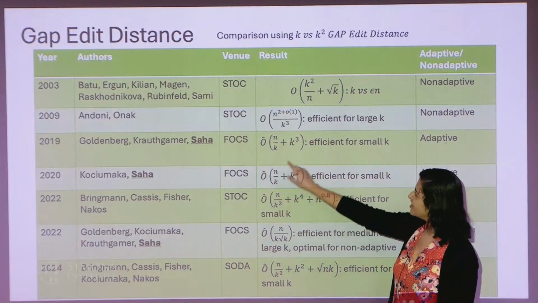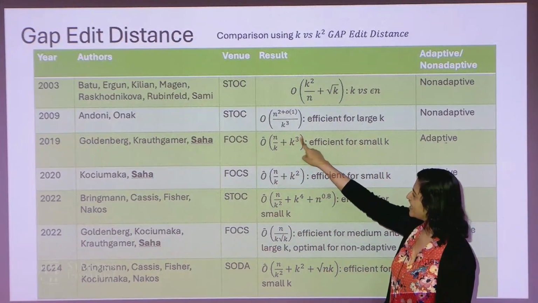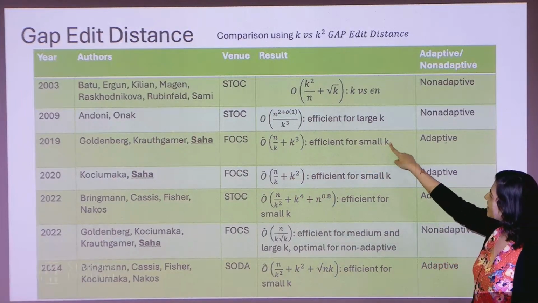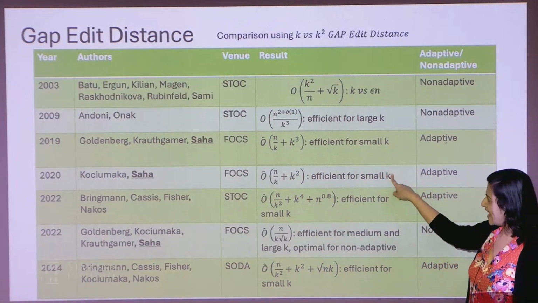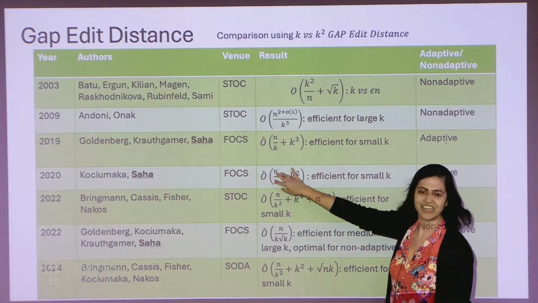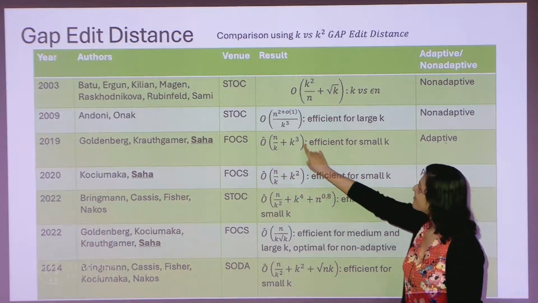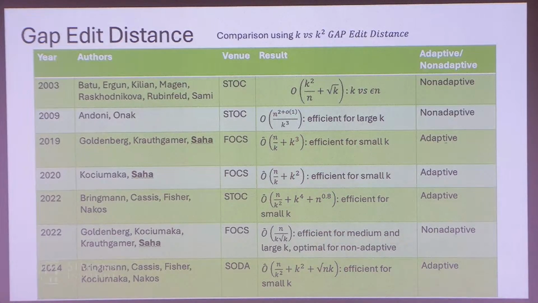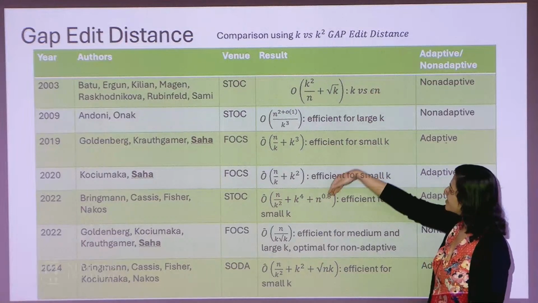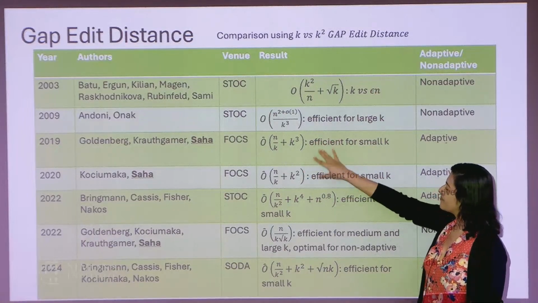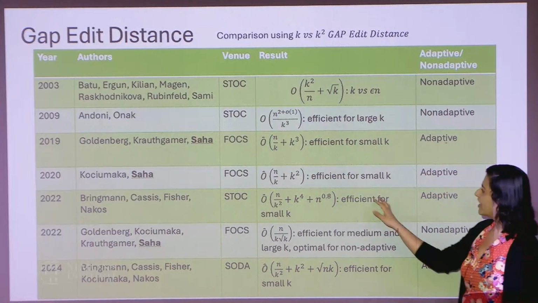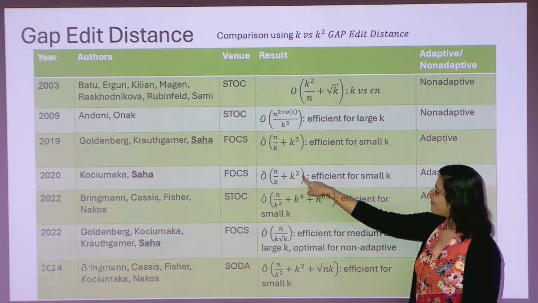So in 2020, we improved from n over k plus k cubed to n over k plus k squared. Again, as you can see, these are efficient for small k. Because of these polynomial factors in k, I have written that it's efficient for small k. If you plot it against these other two results, it will be clear that when k is small, these are better. So this was n over k plus k squared.